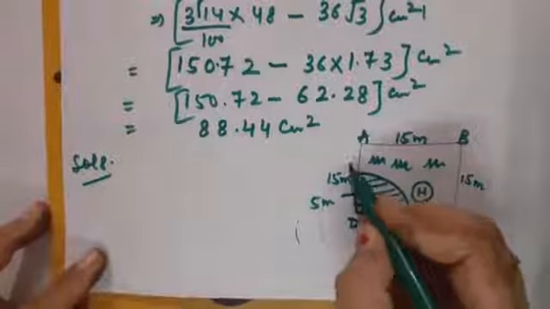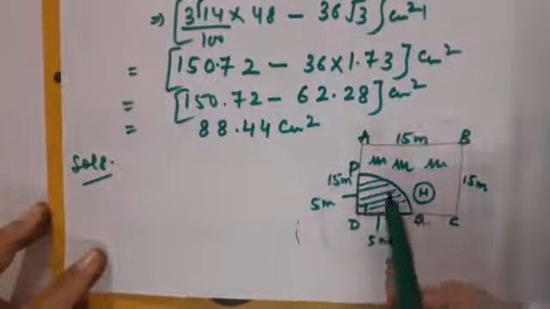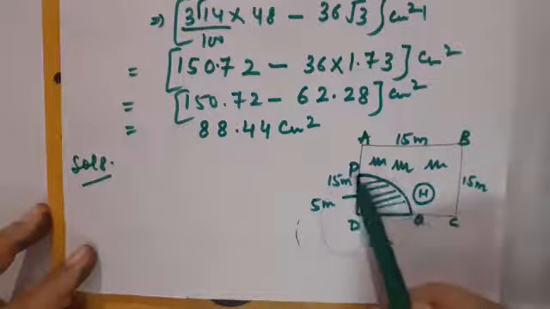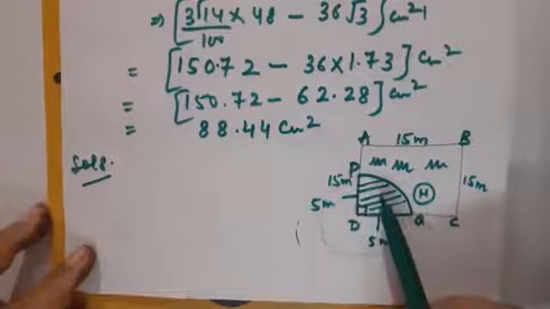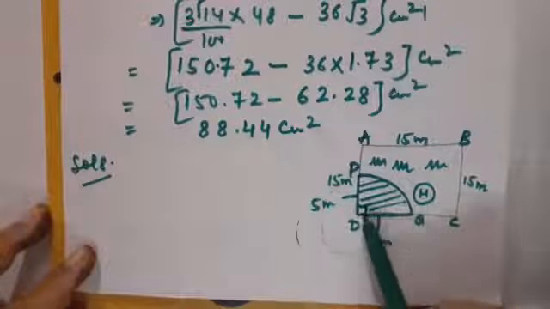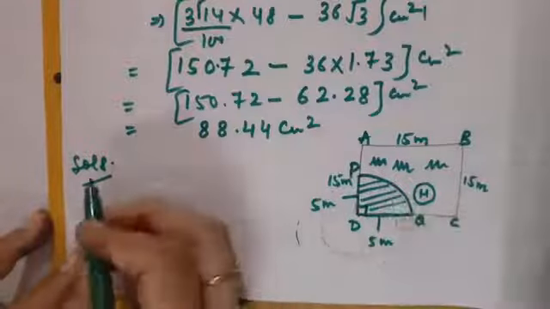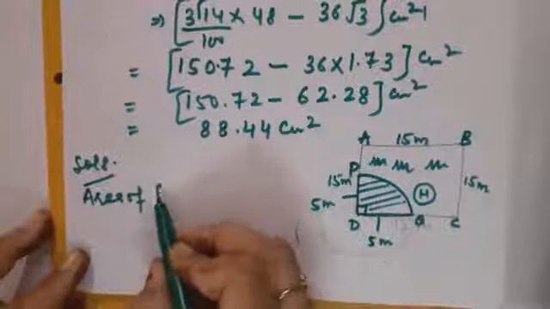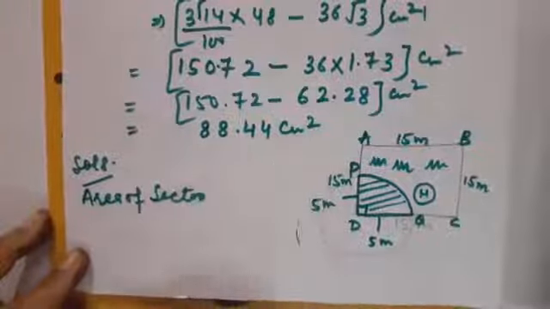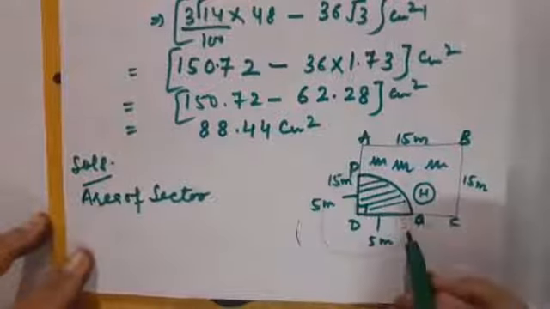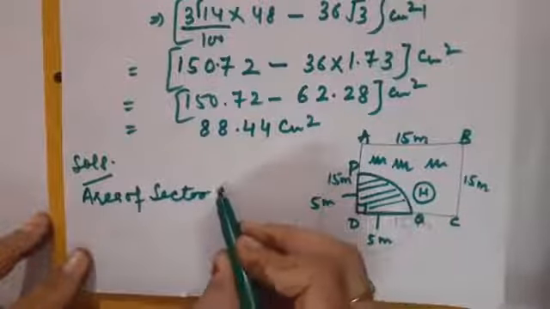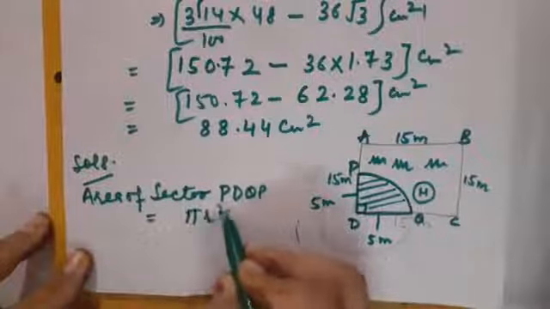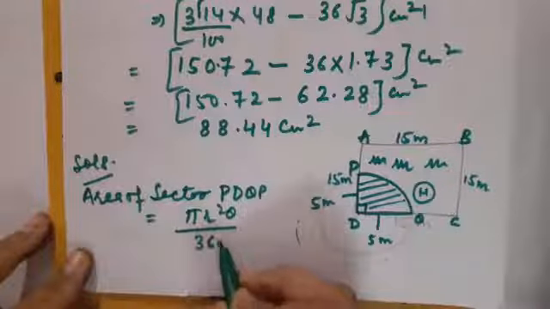Here you can give the name also. This is PQ. So you have to calculate the area of PDQP. Fine. Because it is said that you have to calculate the area of the part of the field where the horse can graze, this is nothing but the area of the sector. Area of sector. Which sector is it? This is PDQP. The formula you know, that is pi r square theta upon 360 degree.